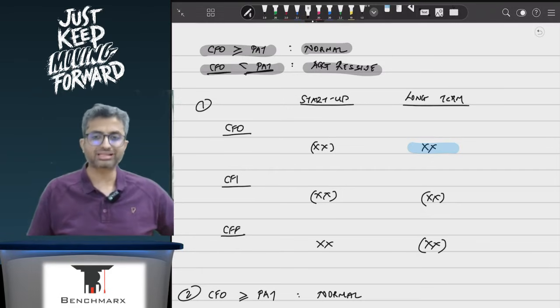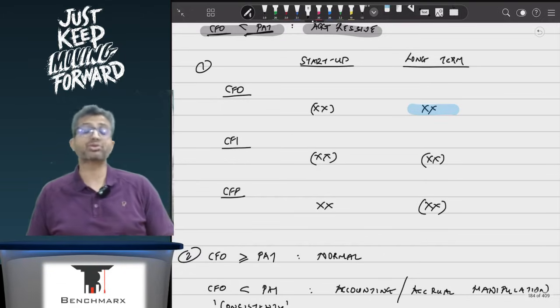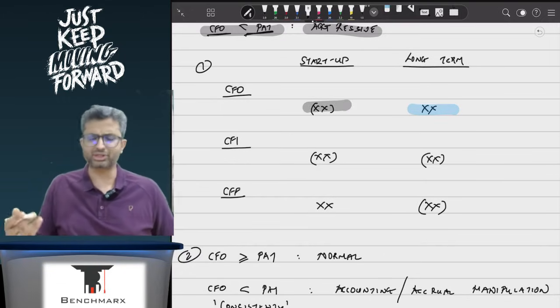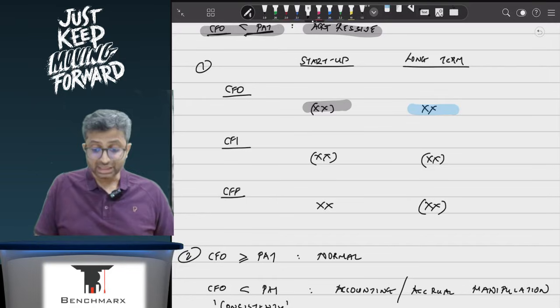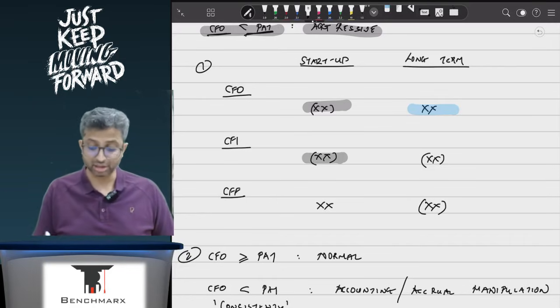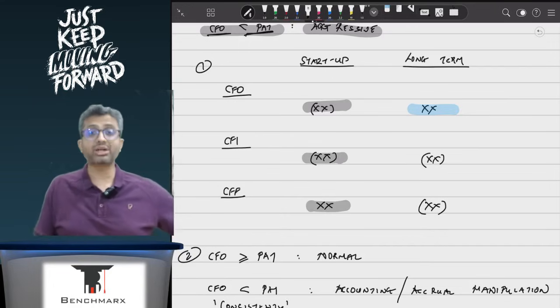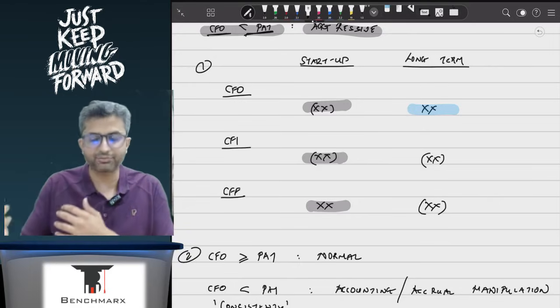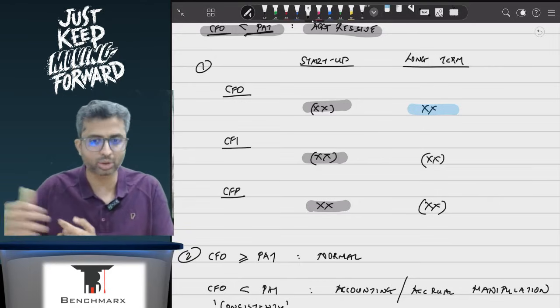Again, we have tried to prepare a sample cash flow statement. Let us say it is a startup. Usually it will burn money. Its expenses are greater than income, so cash flow from operations is negative. It is investing a lot in new assets, marketing, etc. So cash flow from investing is also negative, and that is why it needs a lot of funding. Startups need a lot of funding largely because their CFO is negative, and their CFI is also negative.